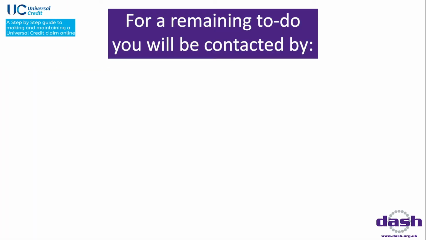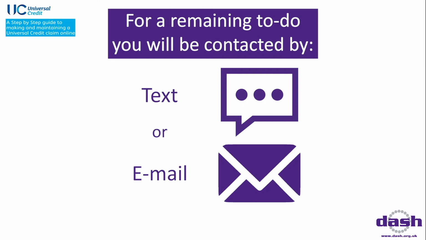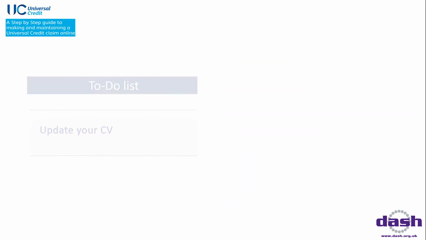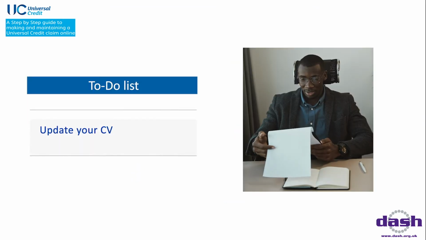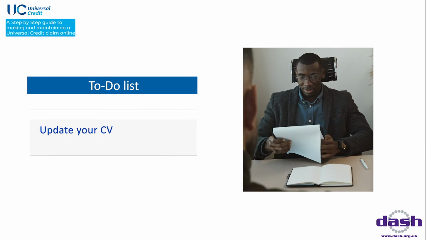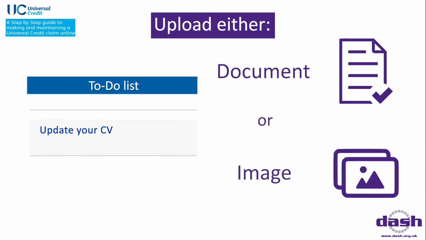If you have a to-do task to complete, you will be contacted by text or email, depending on your preference, to prompt you to log into your account and complete it. An example of this could be that you need to provide a copy of your CV. You will receive a to-do notification from your work coach asking you to do this, and you will be able to upload a document or an image, adding any extra comments, and then marking the task as complete.